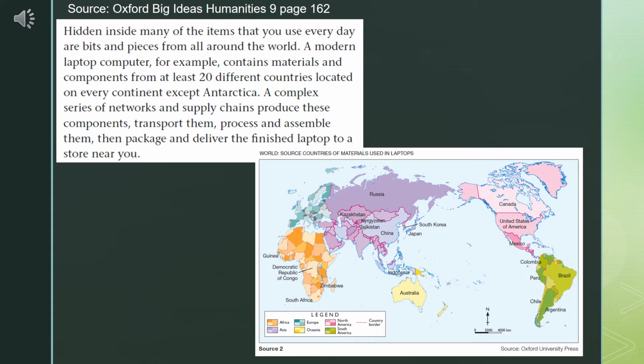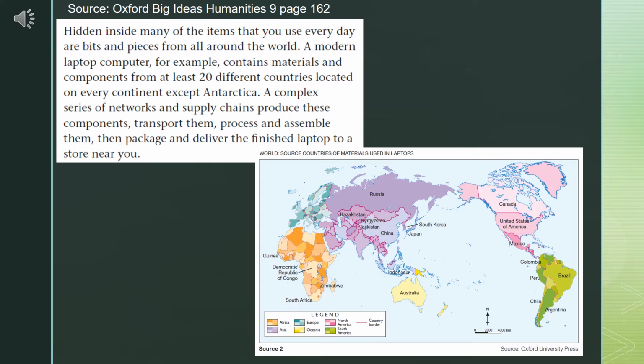This is a short reading that comes from the Oxford Big Ideas 9 textbook. Hidden inside many of the items that you use every day are bits and pieces from all around the world. A modern laptop computer, for example, contains materials and components from at least 20 different countries located on every continent except Antarctica. A complex series of networks and supply chains produce these components, transport them, process and assemble them, then package and deliver the finished laptop to a store near you.